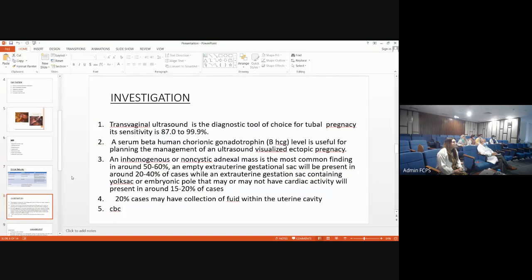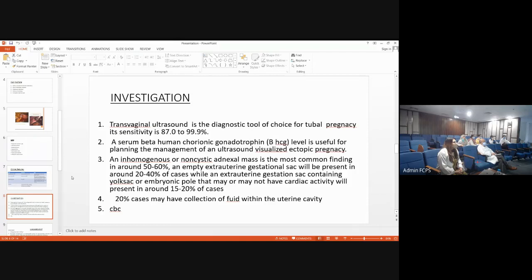Investigation. The most important investigation for ectopic pregnancy is transvaginal ultrasound. First one is the transvaginal ultrasound. The second is beta human chorionic gonadotrophin, and third the CBC. On transvaginal ultrasound, which is the diagnostic tool of choice for tubal pregnancy, its sensitivity is 87.0 to 99.9%. The serum beta human chorionic gonadotrophin level is useful for planning the management of an ultrasound visualized ectopic pregnancy.